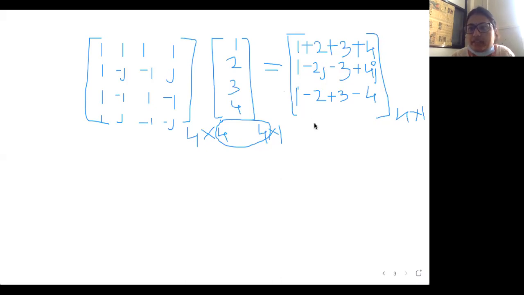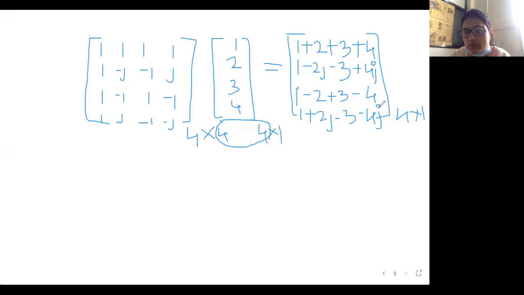What will be the element in the last? What is the last element? Tell me. 1, 1 plus 2j, plus 2j minus 3, minus 3. What is the last element? Minus 4j, minus 4j.